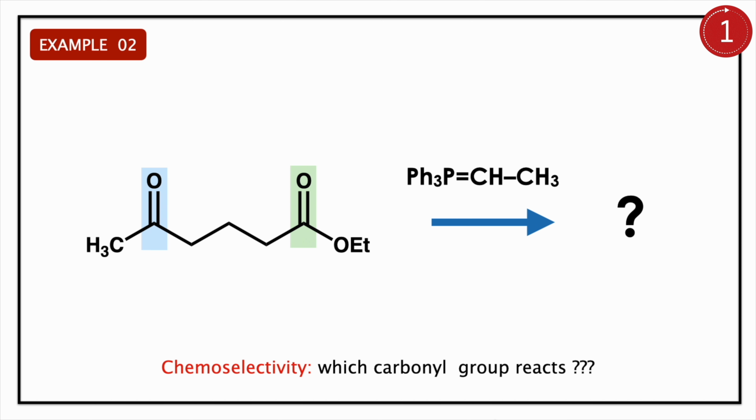Then the next example. The starting material is a linear compound with a ketone and an ester at the terminals. You are using a phosphine ylide. You should find which functional group reacts because you have two carbonyl groups, basically chemoselectivity with stereoselectivity. It is a very important problem. Let us see how we can find the product.